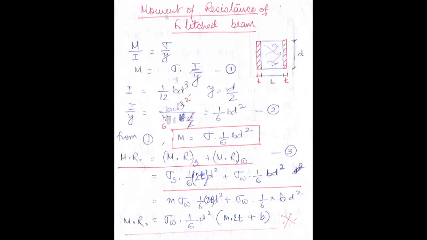Remember, this comes as a theory question: derive the expression for the moment of resistance for a flitched beam. In that case you have to do this derivation with the diagram. But when we are doing the numerical, you can remember this formula and directly apply it. There is no harm in it. But if you go by the basics of this concept, it will be easier. So now I will explain two numericals, showing how you can use the basic formula and find the moment of resistance of a flitched beam.